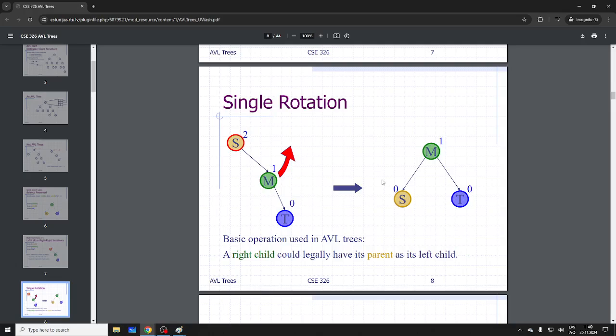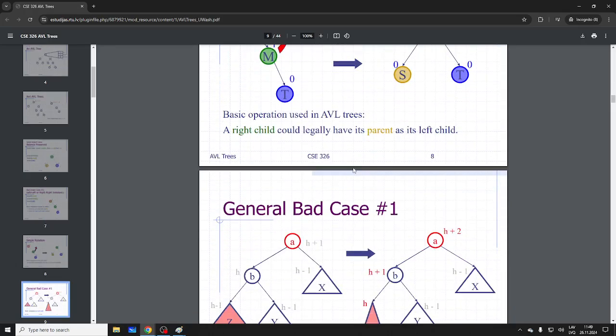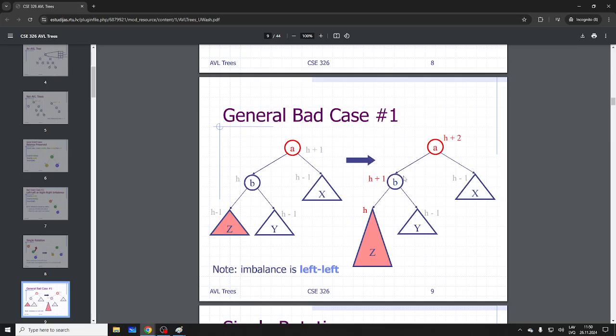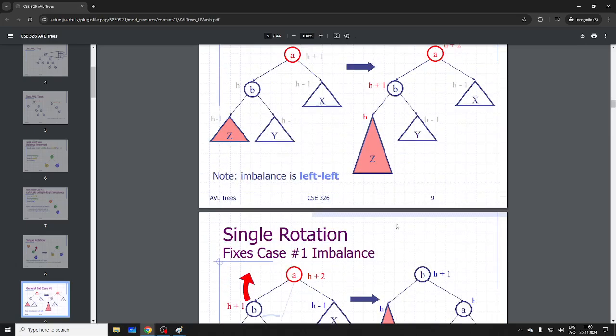Okay, excellent. Now, to the general case: h plus 1, h plus 2. Where do we have a problem here? H plus 1 and h. Yeah, this is the problem here. So this gained extra height, left, right. So how do we solve it? We'll have to move up.